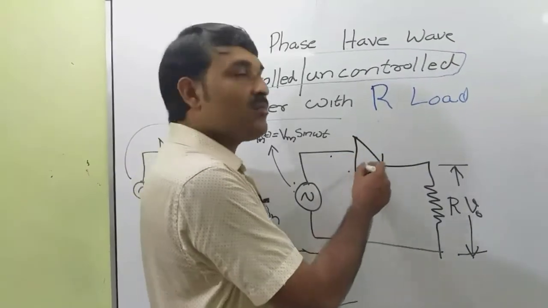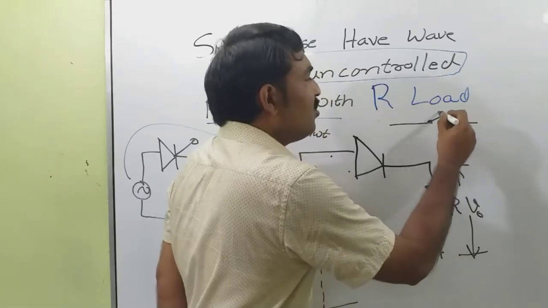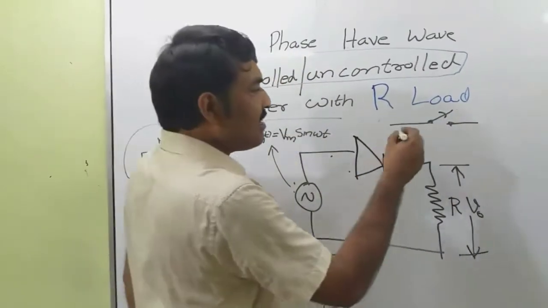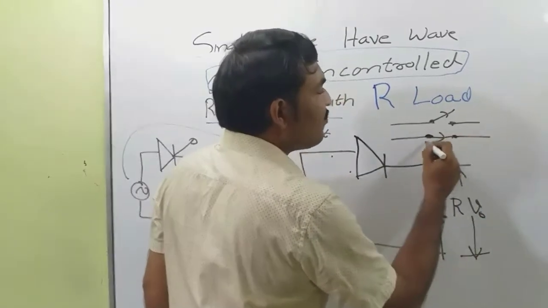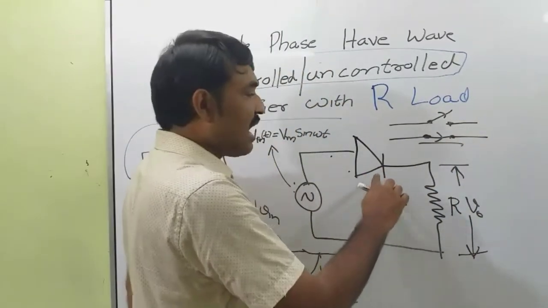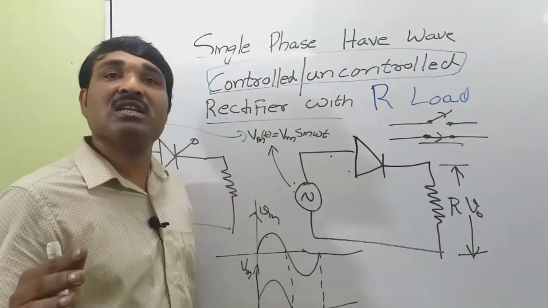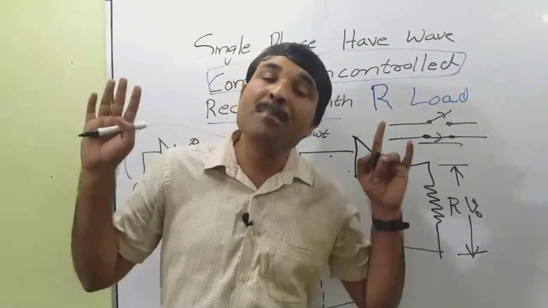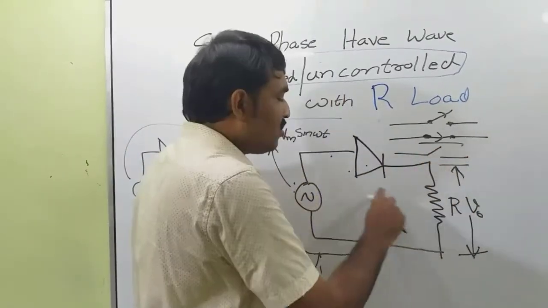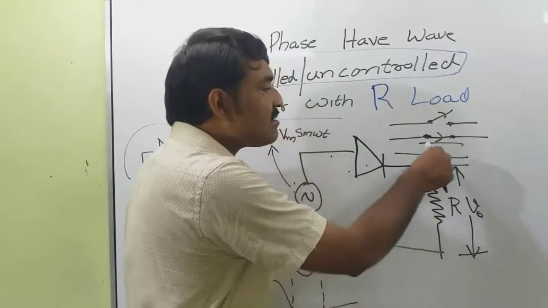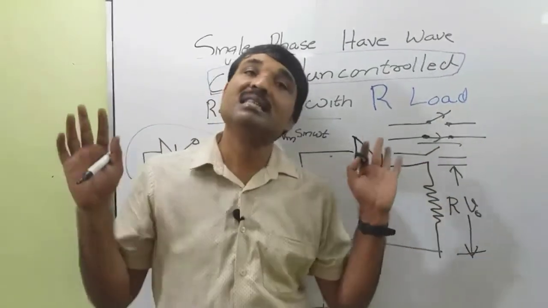That means no current will flow. We can assume the diode as a switch. During the positive half cycle, the switch will close, so the current will flow through the circuit. And during the negative half cycle, the diode is in reverse bias condition. That is equivalent to an open switch. So the switch will open like this, and no current will flow through the diode since it is an open switch. So the output voltage, that is the output across the resistance, will be 0.